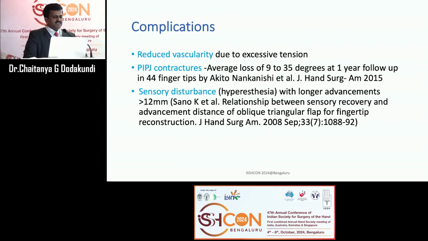Complications which can arise in this flap are reduced vascularity because of inadequate mobilization, or you suture the flap in too much tension. PIP joint contractures have been described, but I believe this can be avoided if you mobilize the flap well, and when you insert it in full finger extension. Sensory disturbance is noted if you mobilize more than 12 millimeters.